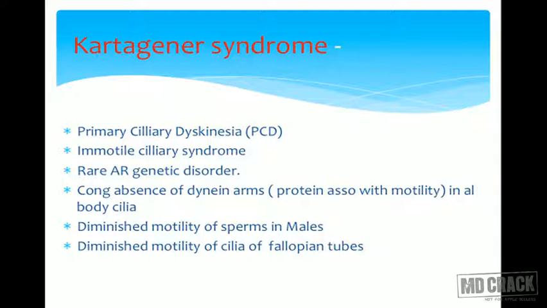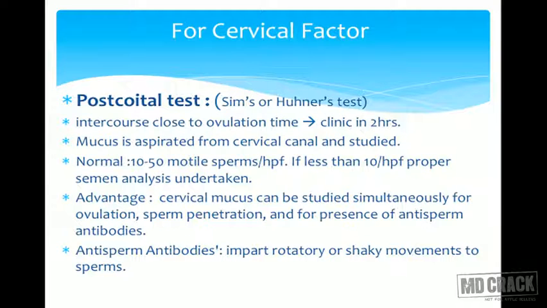Now remember this syndrome from your exam point of view, Kartagener syndrome. This is seen in both. There can be primary ciliary dyskinesia, immotile ciliary syndrome, which means whatever the functional ability of the cilia of the fallopian tube is lost. It is an autosomal recessive genetic disorder, and there is decreased motility seen in sperms in males, and in females decreased motility of the cilia of the fallopian tube.